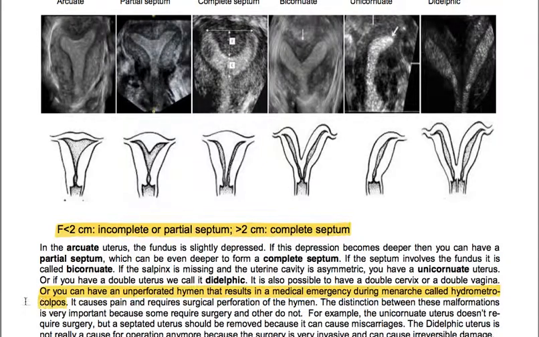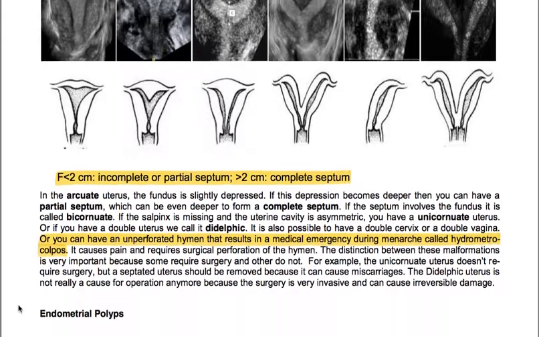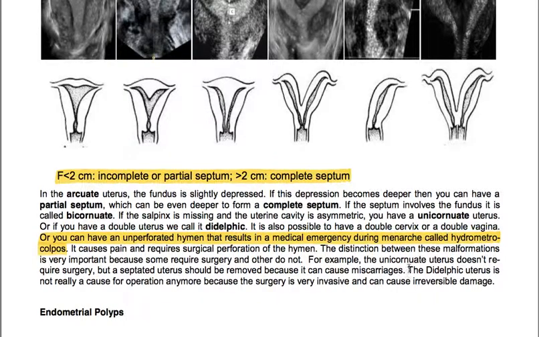The distinction between these malformations is very important because some require surgery and others do not. For example, the unicornuate uterus doesn't require surgery, but a septate uterus should be removed because it can cause miscarriages. The didelphic uterus is not really a cause for operation anymore because the surgery is very invasive and can cause irreversible damage.